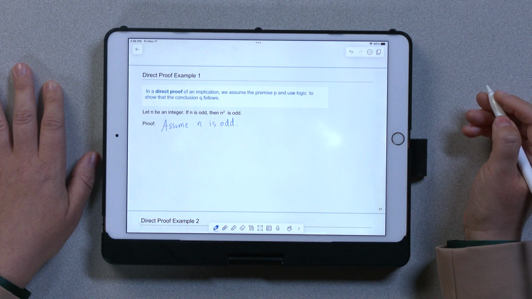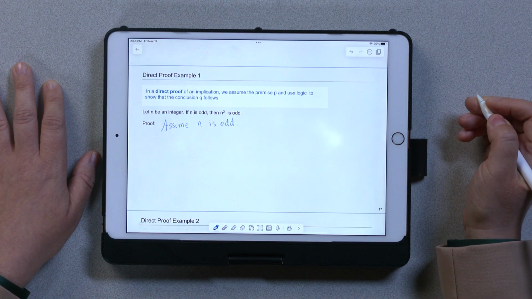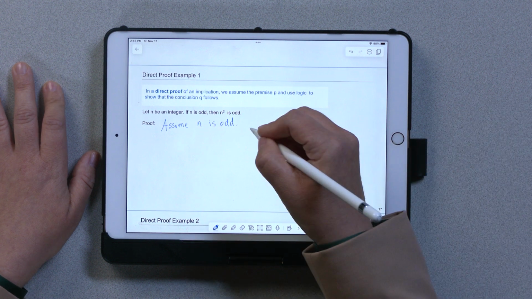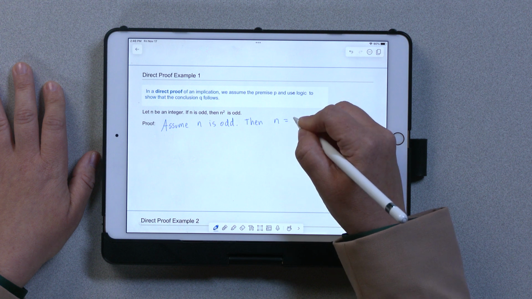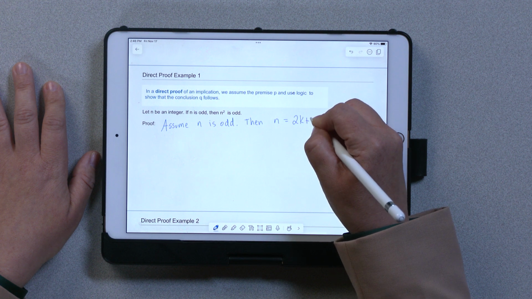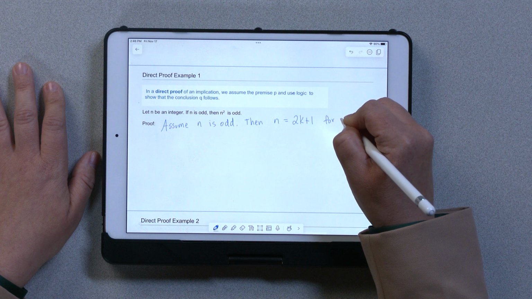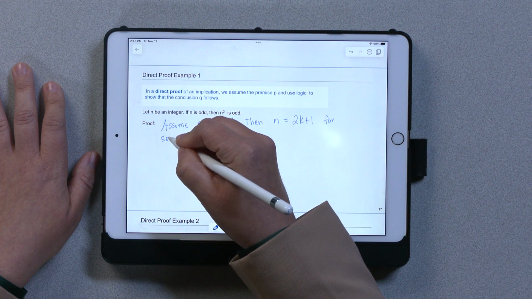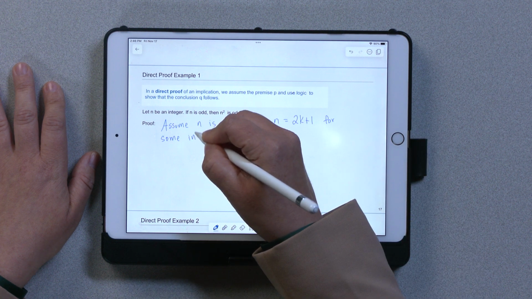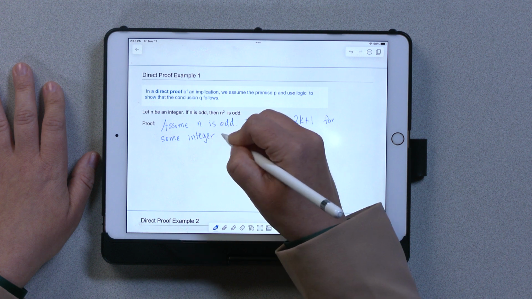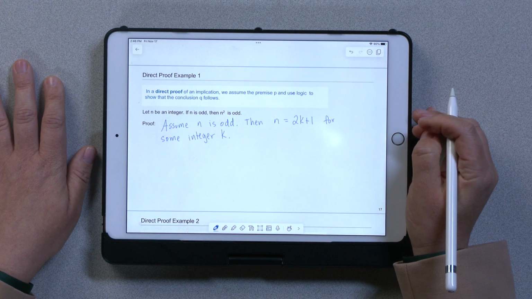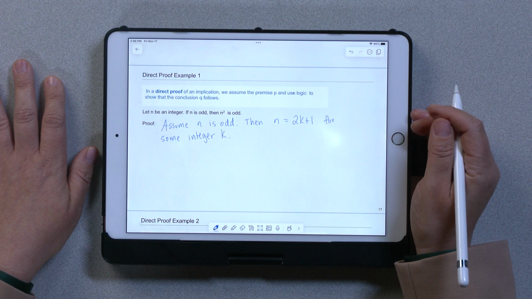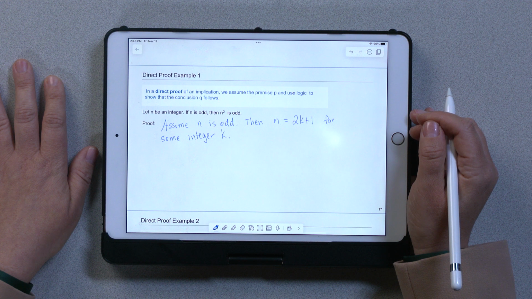Now we have to make inferences and use logic. So the one thing that we know, if n is odd, then n equals 2k plus 1 for some integer k. Now, we want to show the conclusion. The conclusion, Q, is that n squared is odd. So one thing we can do is we can just square n.